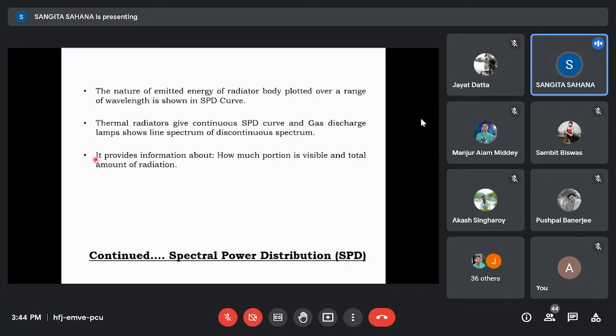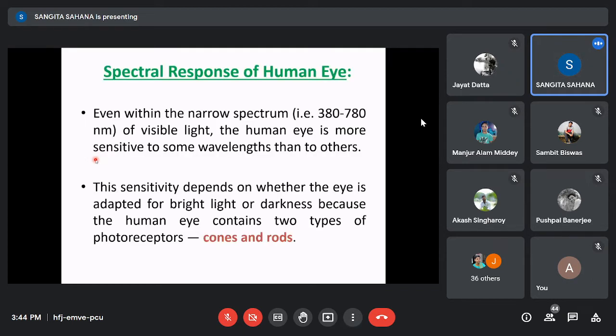Okay, so if SPD is clear, then we can move on to the next point, which is spectral response of human eye. So before going into the discussion of lighting parameters, we need to discuss how we can see or how we can perceive the light. So that's why we have to discuss the spectral response of human eye.